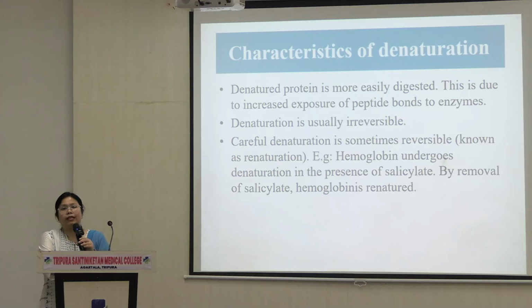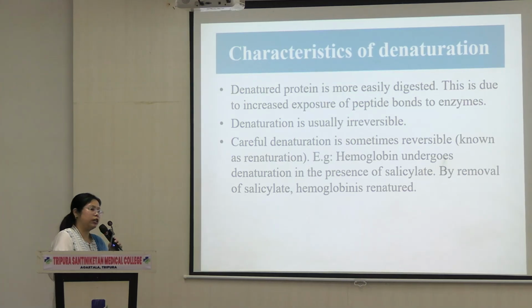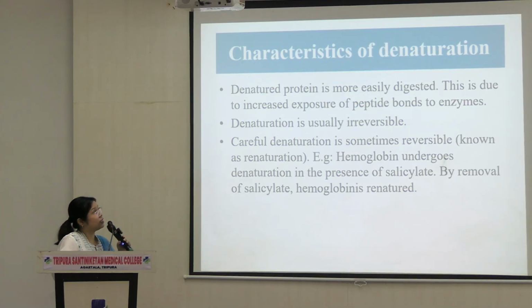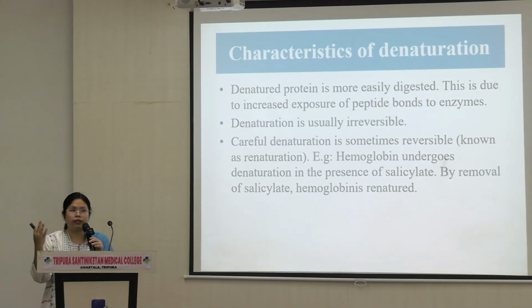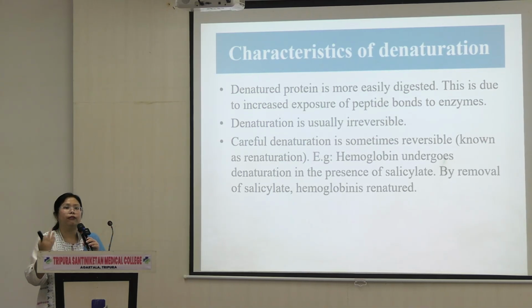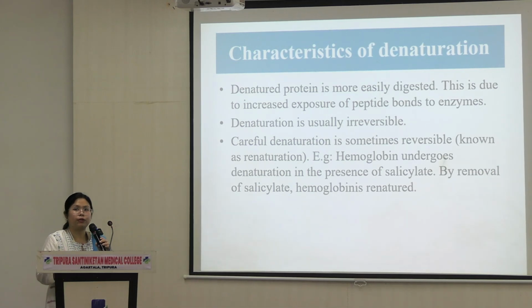Denatured proteins are easily digested. Therefore, when we cook our food, it is easy for us to digest. The peptide bonds that are there in the primary structure or in the secondary, tertiary structures, they are available to bond with the enzymes that are present in our body so that it easily gets digested.